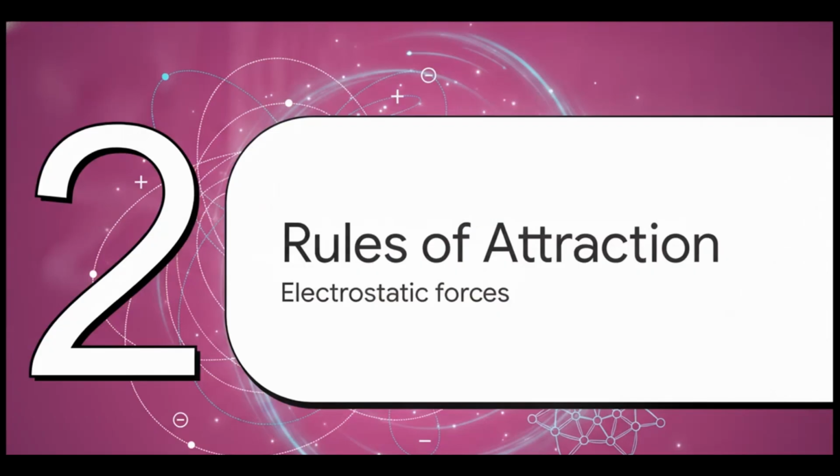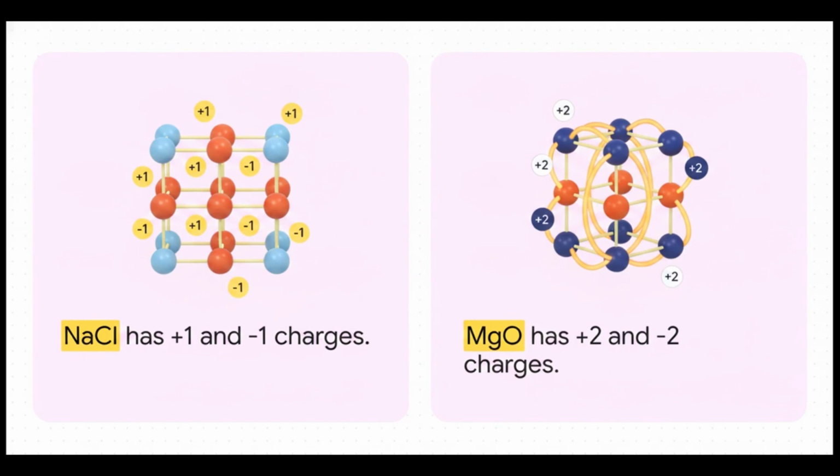Moving right along to Section 2, the rules of attraction. What exactly governs these invisible electrostatic forces? Ultimately, lattice energy is governed by Coulomb's law, which basically tells us that the electrostatic attraction between ions depends heavily on their charge. Take sodium chloride, for instance. It's made of Na+ and Cl- ions, so that's a +1 and a -1 charge. Now, compare that to magnesium oxide, which is made of Mg2+ and O2- ions, a +2 and a -2 charge. Because the ionic charges in magnesium oxide are double those in sodium chloride, the electrostatic attraction gripping them together is going to be significantly, noticeably greater.